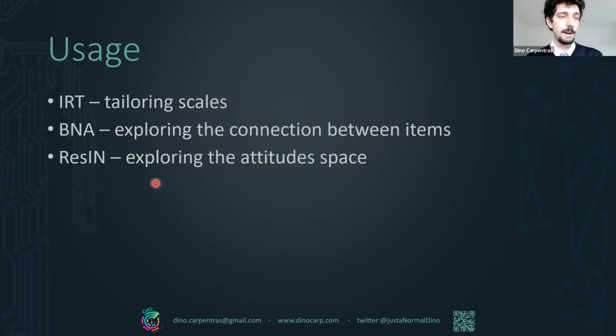Let me also clarify something here. I'm not claiming that RAISIN is better than item response theory or belief network analysis. As mentioned before, every one of these is better at doing something. So if you want to develop a measurement scale, definitely you want to use item response theory. If you have massive data sets containing political items, everyday lifestyle items, etc., you want to use belief network analysis. If you want to explore a more confined attitude space and get information about, for example, the difference between left and right, or pro-vaxxers and anti-vaxxers, RAISIN is probably the best candidate here.